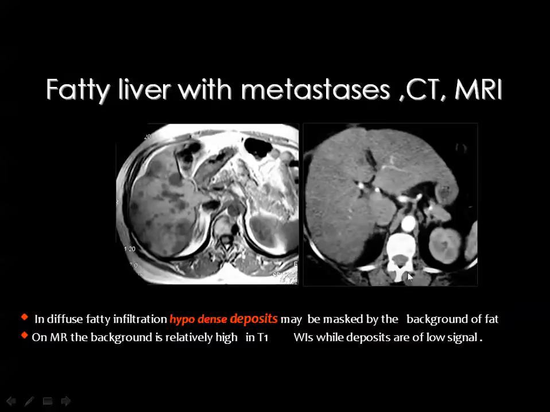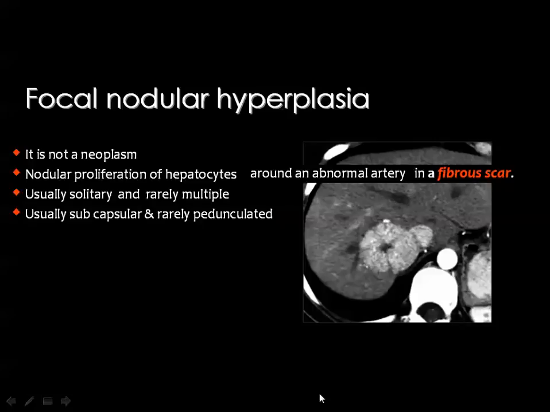As I have said, in the fatty liver it's difficult to identify metastasis because the liver is hypodense and metastases are usually hypodense. But in the MRI, the fat will show bright signal in the T1, while metastasis will show low signal in the T1, and you can appreciate metastasis in the T1 weighted image without the need to inject the contrast media. Then we have finished with the 4 malignant lesions, including the hepatocellular carcinoma, the cholangiocarcinoma, the lymphoma, and the metastatic deposits.